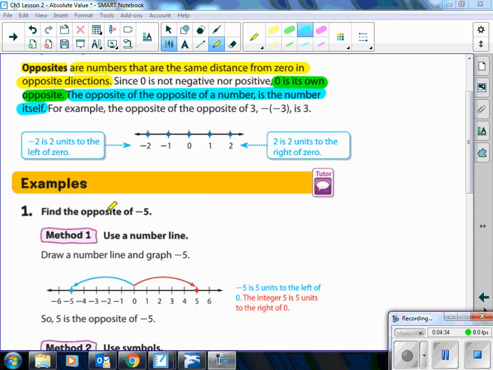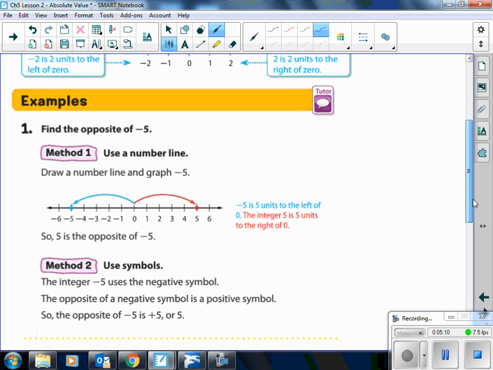So for example 1, it says find the opposite of negative 5. Now remember, opposites are numbers that are the same distance from 0 on the number line. So if I'm looking for the opposite of negative 5, here's negative 5. How many units is that away from 0? 1, 2, 3, 4, 5, right? So what other number is 5 units away from 0? 1, 2, 3, 4, 5. Positive 5. Is everybody clear? All right. So the opposite of negative 5 is 5.